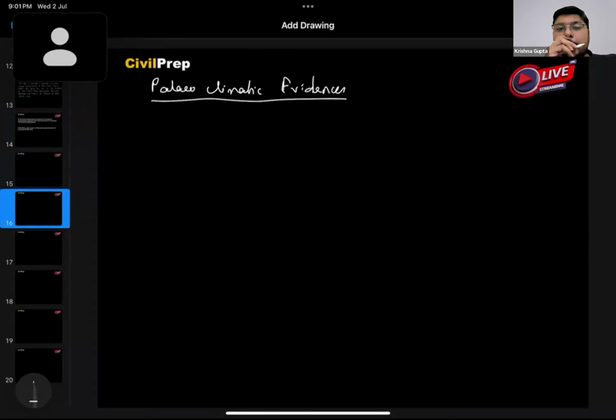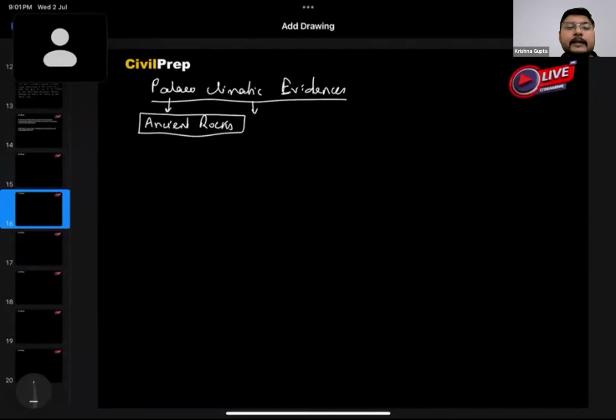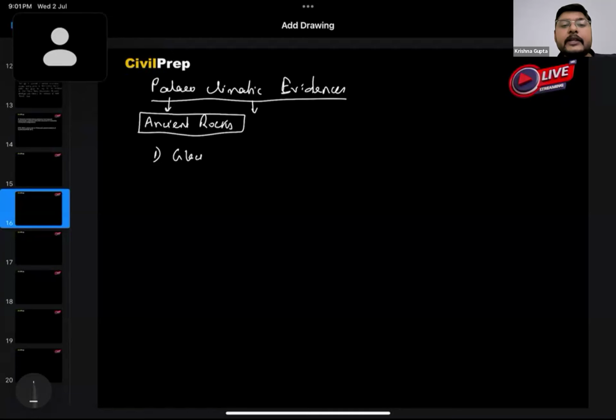So when we look at the paleoclimatic evidences, paleo means ancient rocks. And climatic means, we all know, it is the part of climate. So we need to see what the different ancient rocks are which provide us certain information about the continental drift. So first part, what we'll see here, is the presence of glaciers.